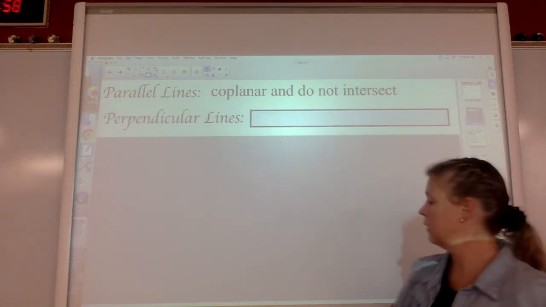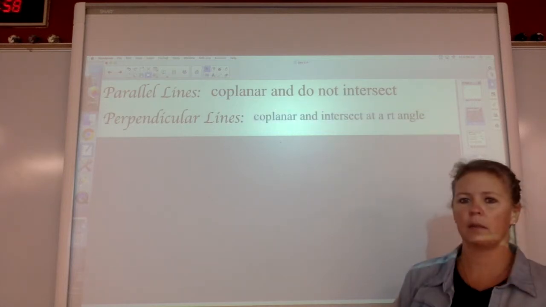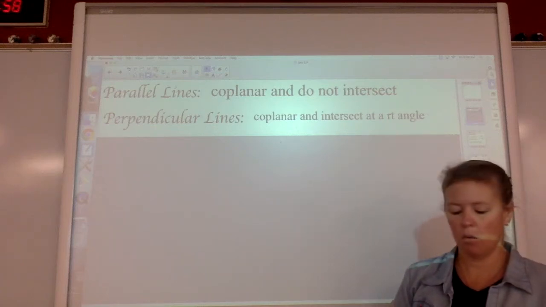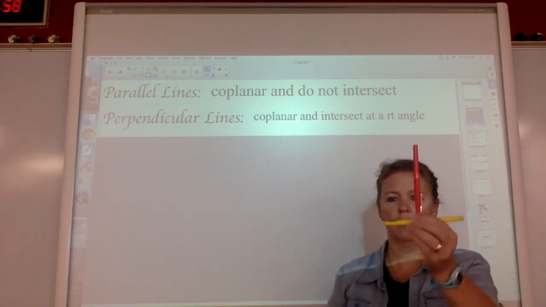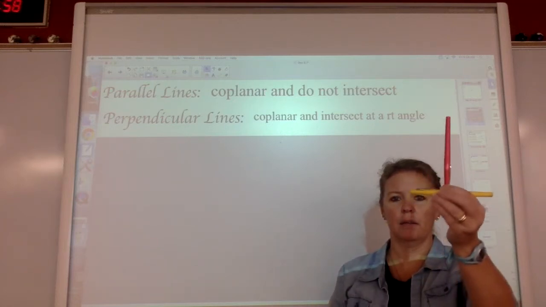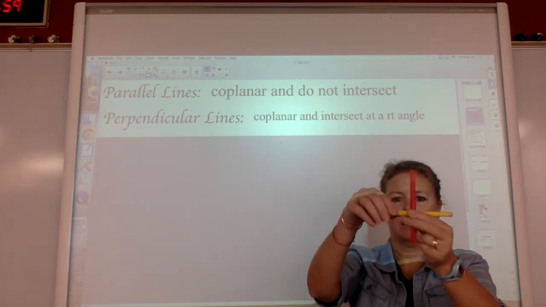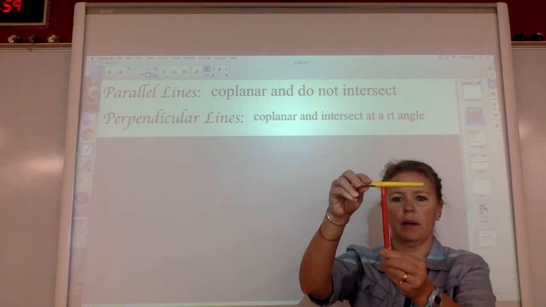Perpendicular lines, once again, coplanar and intersect at a right angle, or abbreviated RT angle. Coplanar and intersect at a right angle. You've pretty much seen perpendicular lines before, intersect at a right angle. If they do intersect, they're going to be coplanar all the time anyway. They have to touch and be at a right angle.